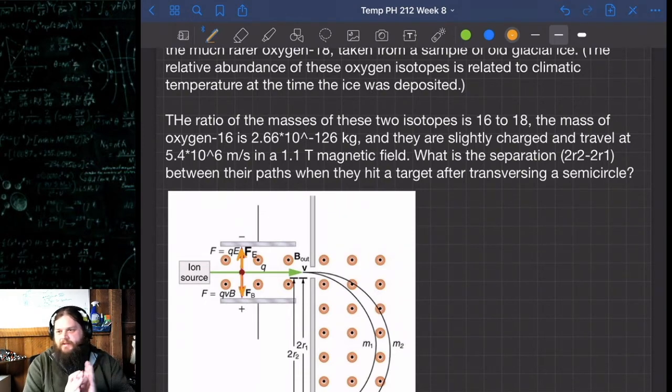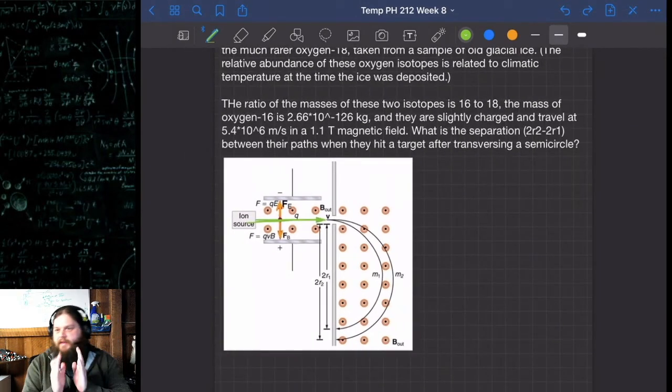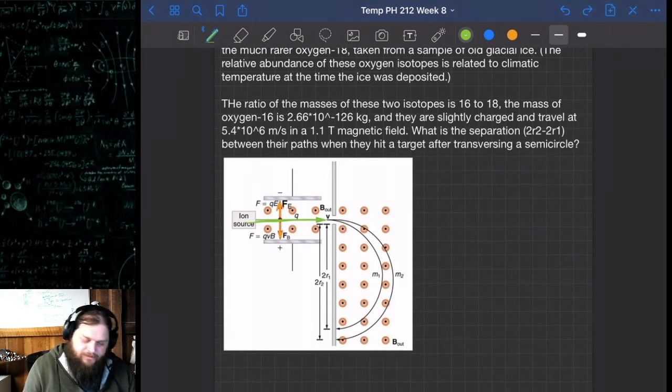So those two cancel each other out. So the velocity of the charged particle stays straight in that regard. And then once it hits this magnetic field over here, it's no longer in that potential between those two plates. So it loses the electric force and it gets that kind of curl down to the bottom.